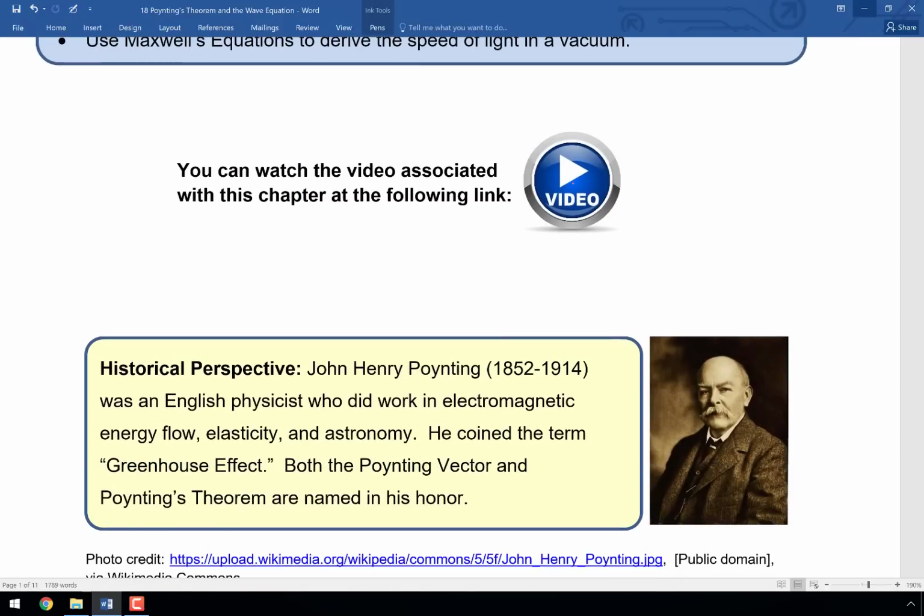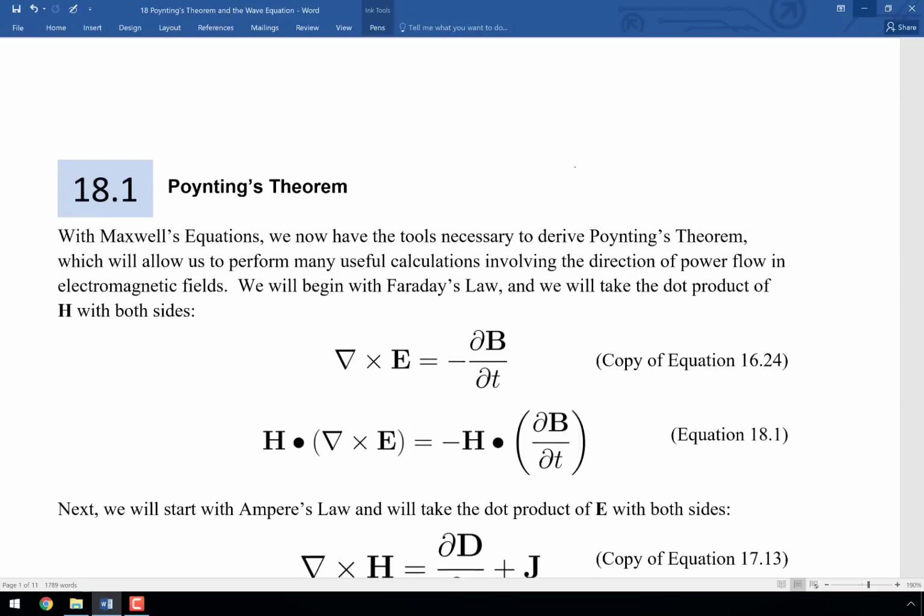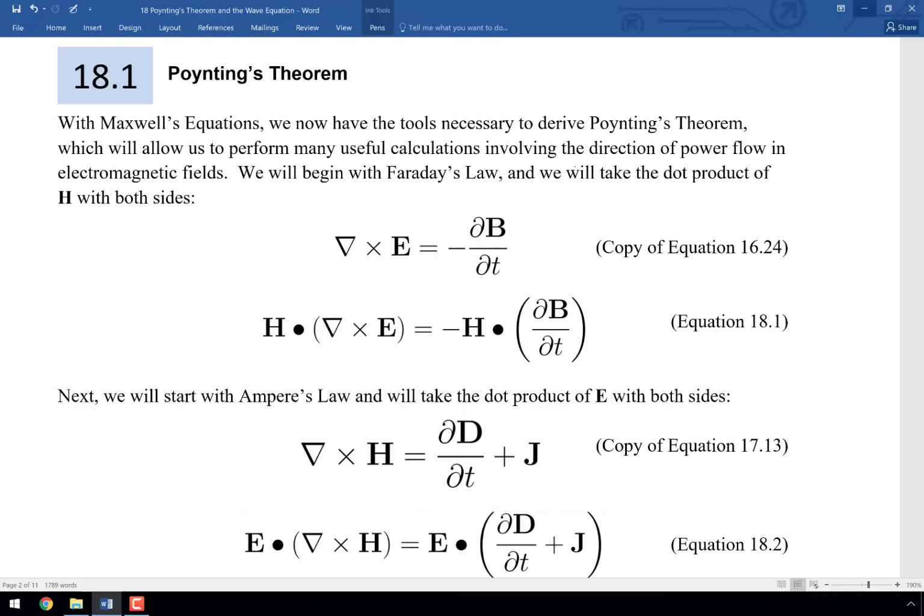It's not too hard, again, to guess who I would pick as today's historical perspective. It's another old white guy. John Henry Poynting spent his life studying electromagnetic energy, elasticity, and astronomy. It was the 1800s. You could study a lot of different things back then. He coined the term greenhouse effect, which I find very interesting, and both the Poynting vector and Poynting's theorem are named in his honor. So let's talk a little bit about the Poynting theorem.